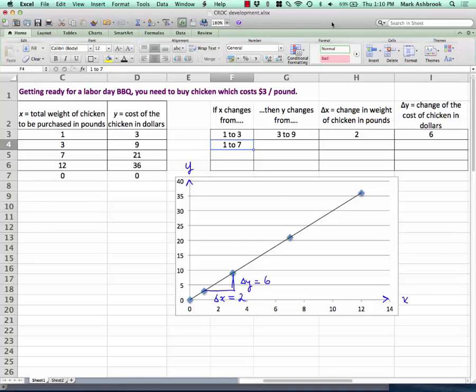Okay, where's Justin Kessler? Justin, talk to me. Y changes from? Did you change your mind? From what to what? Y is going to change from what to what? 3 to 21, I think. All right, and what's delta x? Delta x is 6. Delta y? 18. And how can we show it on the graph?